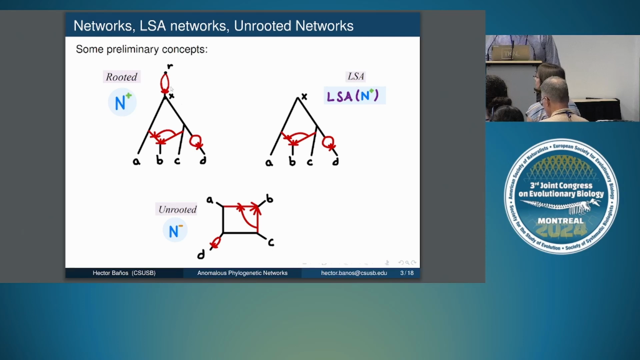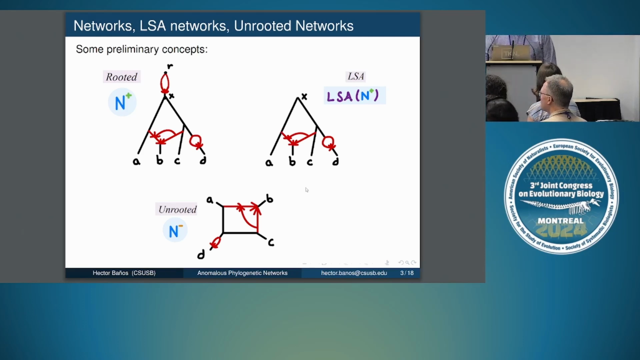Now here you see a node labeled X. That is our lowest stable ancestor, which is, if I go from the root following the direction of the edges to any of the taxa, I will have to pass through X. And it is the lowest node that has that property, okay? So the LSA network is the network obtained after removing everything above the LSA. So we just remove everything above. It's also a directed network. Everything is directed away from the LSA.